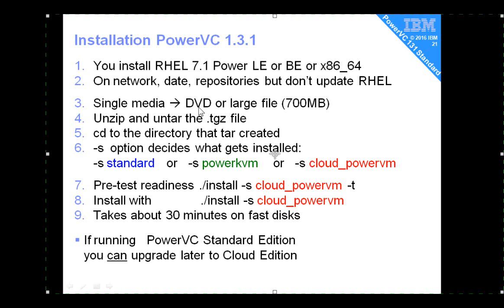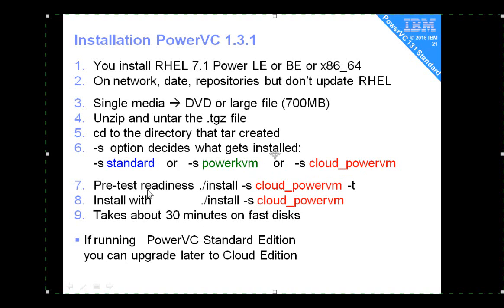Then with PowerVC, you'll either get a DVD or a large file. If it's a large file, unzip it and untar it. CD to the directory it creates, which just has a great big product name in it. Then you're going to do an install with a -S option. This is -S for standard, -S for Power KVM, and now we have another one in here, -S for Cloud_PowerVM. This is highlighting the fact that the cloud features are only available with PowerVM, not with Power KVM.